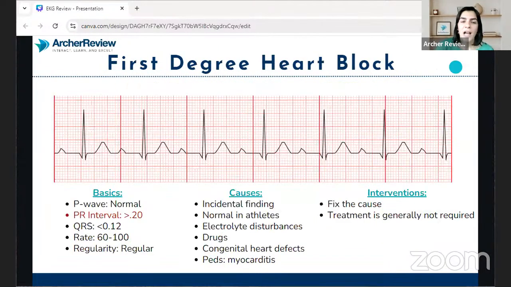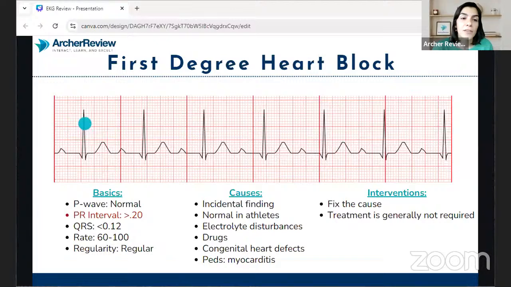So now we're going to talk about first degree heart block. When we're looking at this strip, if you're looking at it quickly, you might think this is normal sinus rhythm. So let's break it down. Why is it not? So you're checking for all the parts. There's a P for every QRS, a T wave. We looked at all that. So yes, all the parts are there.